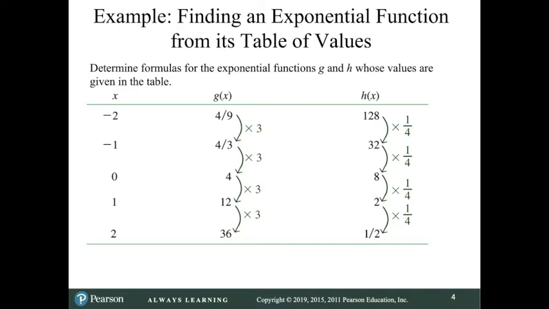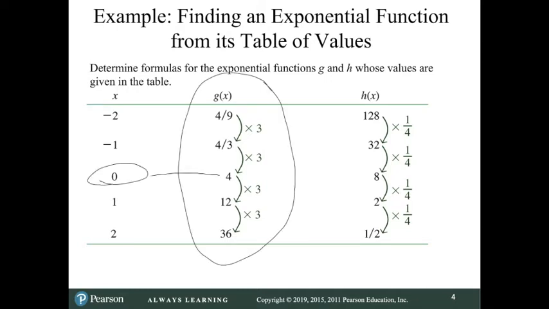So let's focus on g of x first. So if we're looking at g of x, notice here, when x is 0, this will be my initial value. That tells me that a equals 4. Remember, we said a is our initial value. When we have f of 0, or in this case, g of 0, we should get our a value. So we know that g of x equals a times something. Now it's times 3 times 3 times 3 times 3. The number that's multiplied over and over again, that is our base.